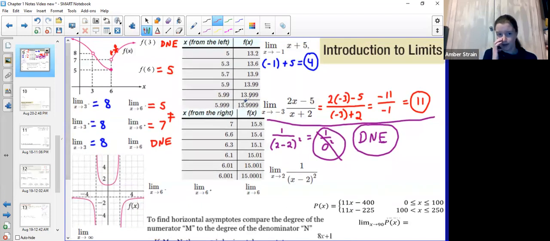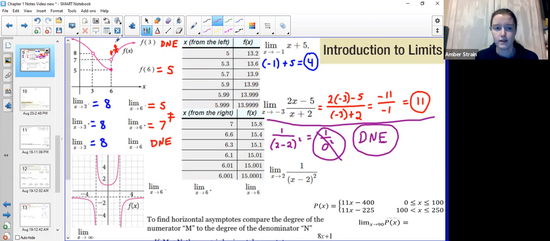So what if they gave it to us in a chart? It's the same idea. So we see the values here approaching 6. Okay, so it went from 5, it got closer and closer and got really, really close to 6. So if I came in from the left, these are all values smaller than the 6. The f of x was getting really, really close to the number 14.